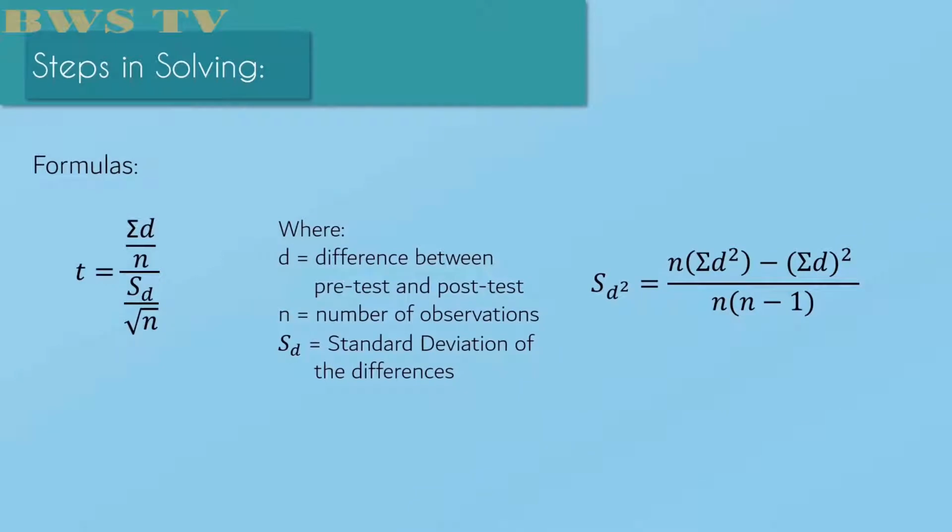The formula for finding t is equal to the summation of d over n, divided by s sub d over the square root of n. And finding s sub d, s sub d squared is equal to n multiplied by the summation of d squared, minus the summation of d, squared, over n multiplied by n minus 1. Where d is the difference between pre-test and post-test, n is the number of observations, and s sub d is the standard deviation of the differences.